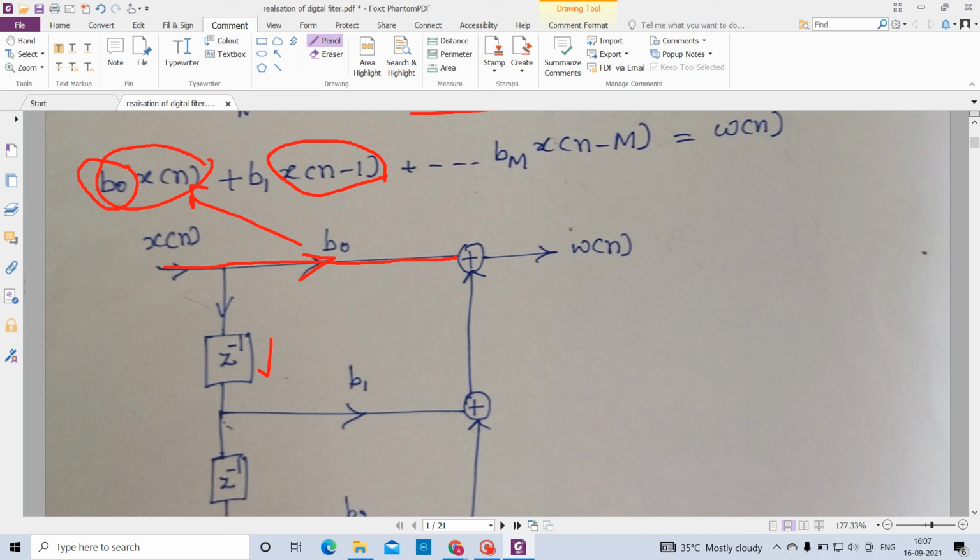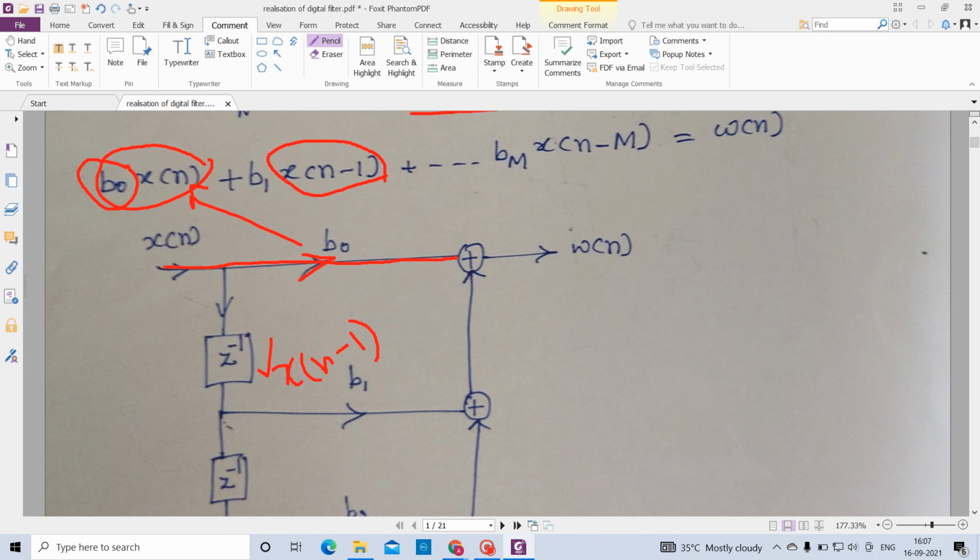So x of n minus 1 is multiplied with the b1 coefficient. This is the second term of the equation, right? Similarly, the equation goes on.